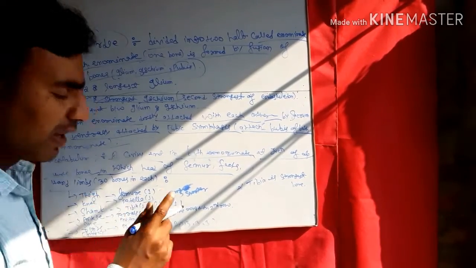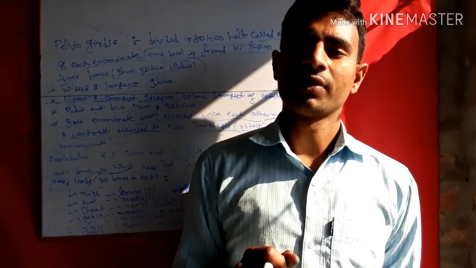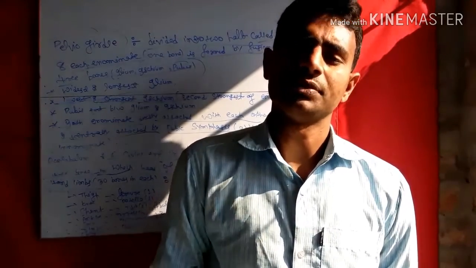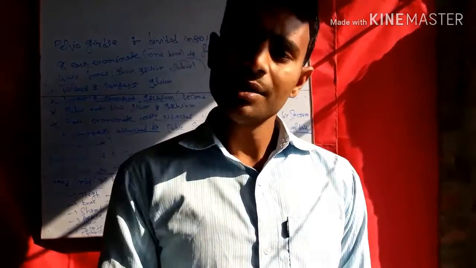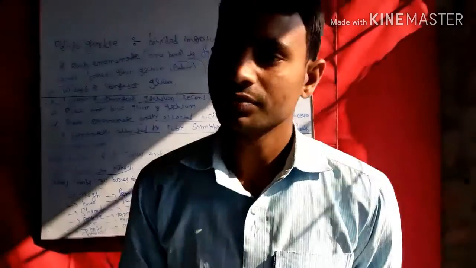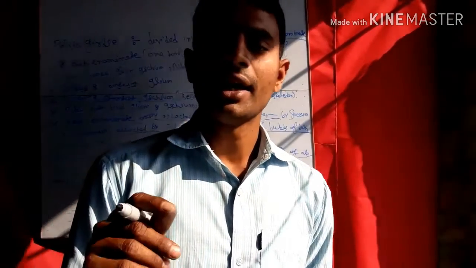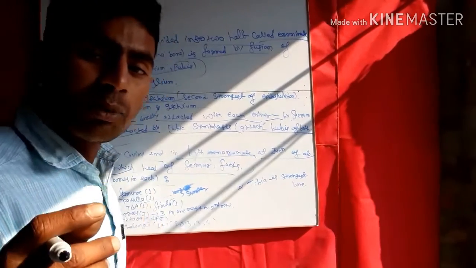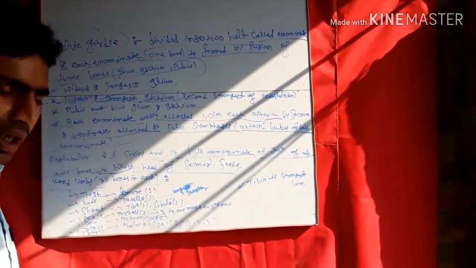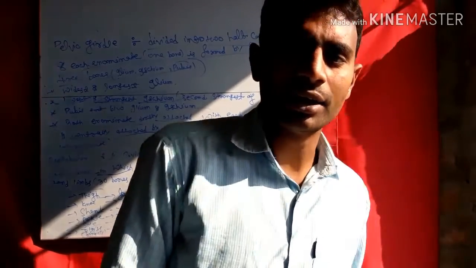Next, about the hind limbs. As you know, each forelimb has 30 bones. Similarly, each hind limb has 30 bones. Let's see where these 30 bones are present. First, in the thigh, the femur bone is present.